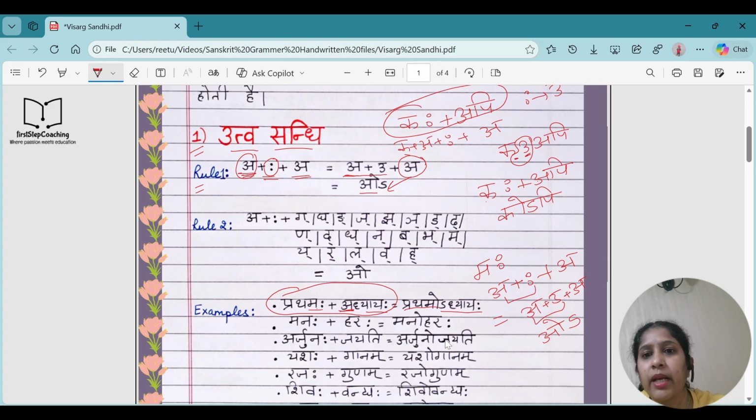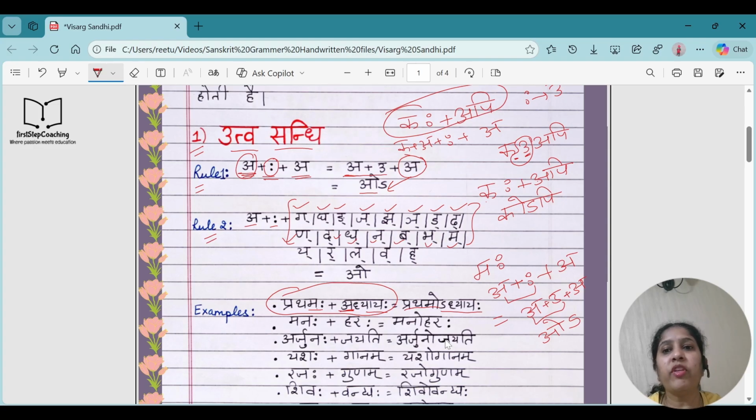Now, what does the second rule say? The first rule was with a and a visarg. The second rule says that after a and visarg, you should have ga, gha, ja, jha, da, dha, na, ba, bha, ma. Basically, the first five lines, the third, fourth, and fifth letters. It goes like ka, kha, ga, gha, nga, cha, chha, ja, jha, nya, ta, tha, da, dha, na.